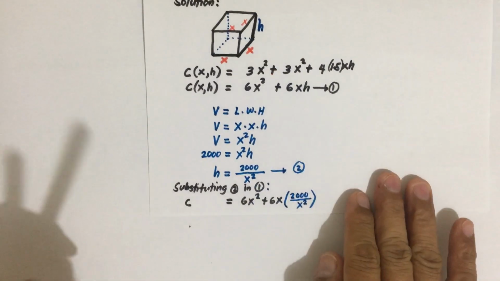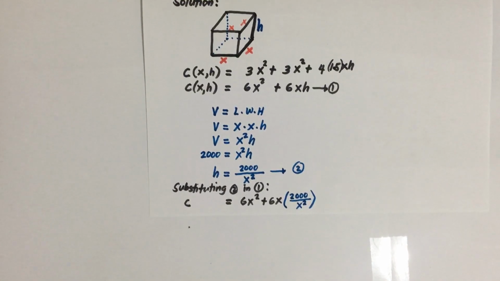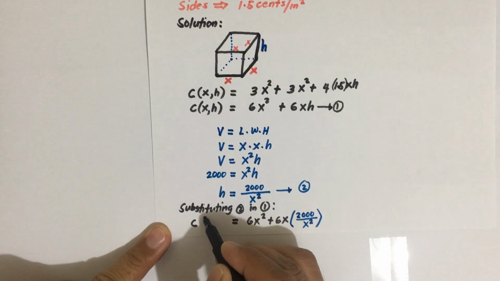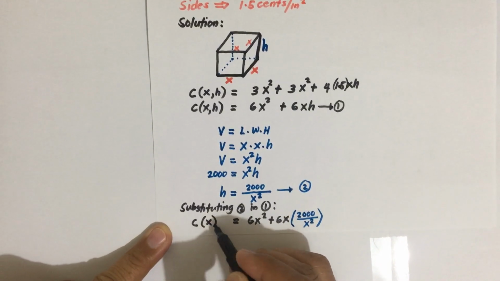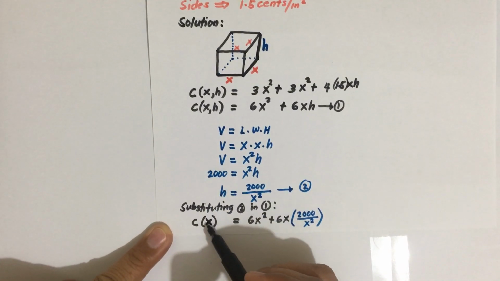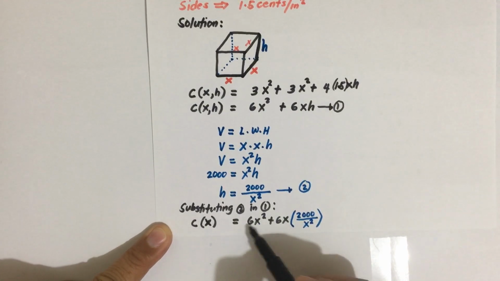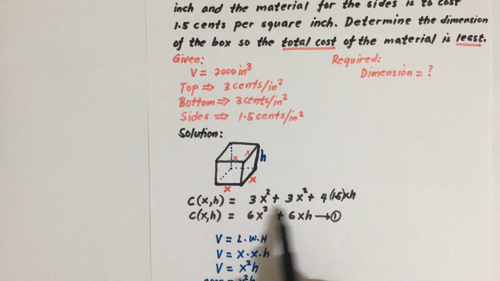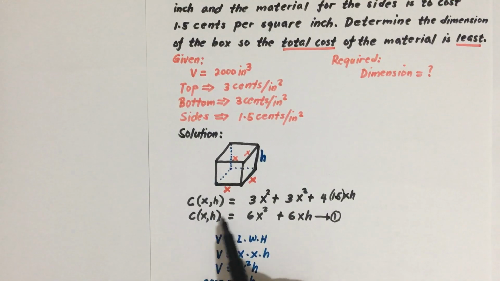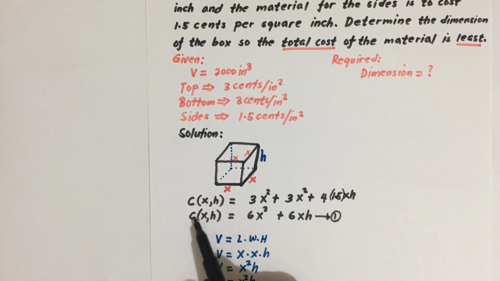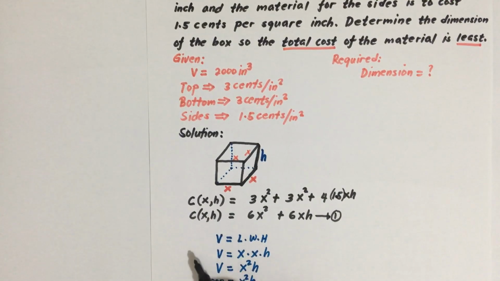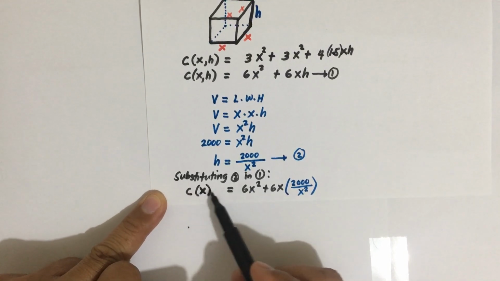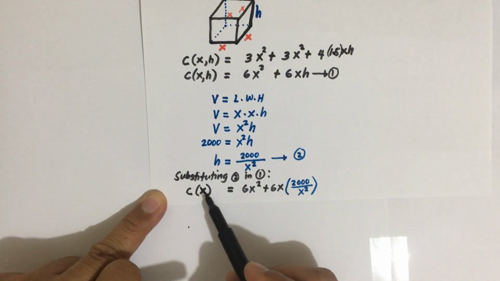If you look at the right side of the equation now, there is only one variable, which is x. So now our cost is a function of a single variable. It's no longer a function of x and h, but only x. Unlike in our previous equation, before the substitution, where on the right side we had x and h, so our cost was a function of two variables. But now, since we expressed h in terms of x and substituted into equation 1, our cost function is a function of a single variable, which is x.